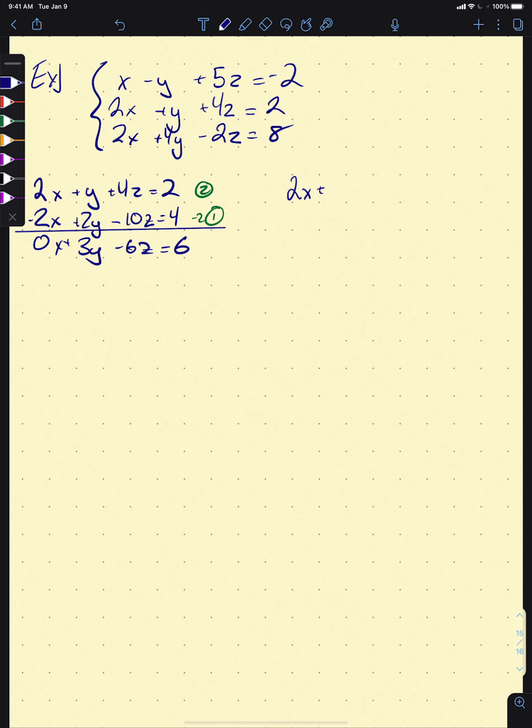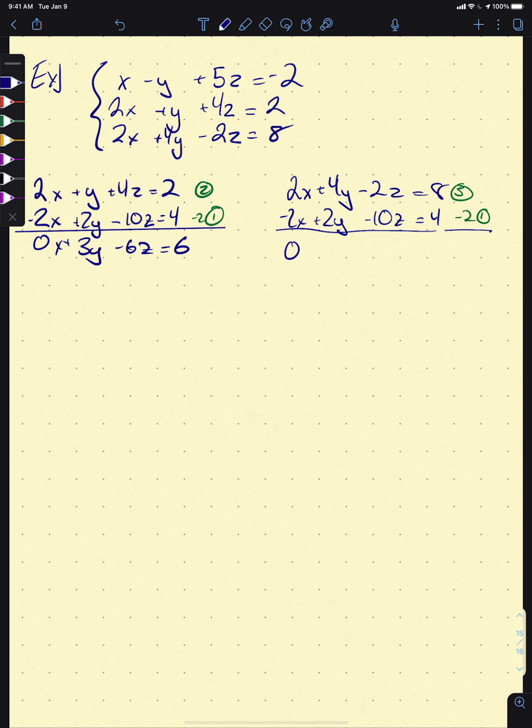Next, we want to mess with equation 3, so we'll copy it down. 4y minus 2z equals 8. Okay, and notice we actually want to multiply negative 2 times equation 1 again, right? Sometimes that's what is best, right? So we're going to have the same thing, negative 2x plus 2y minus 10z equals 4.